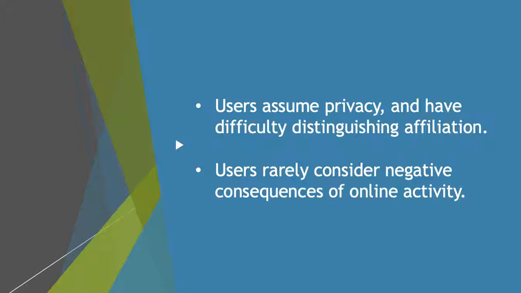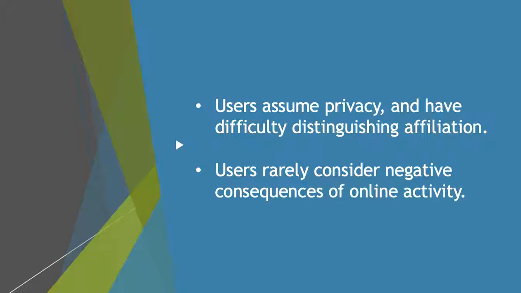Another thing research has found is that users assume privacy online, which also seems really crazy, because we know that online communication is permanent and immediate, and anything you post online is always going to be able to be found later. But for some reason, social media users assume privacy, and we should protect that assumption. We should not take advantage of it. Social media users also have difficulty distinguishing affiliation. They have trouble determining where their messages come from, which means they're unlikely to recognize if they're being misled.